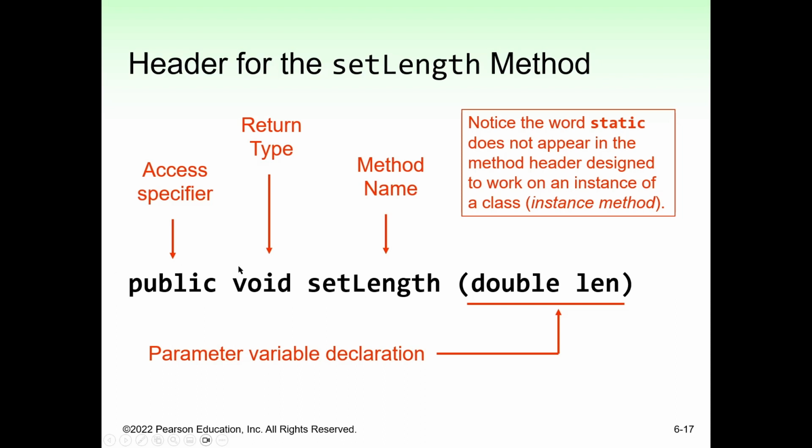So all you need to set your setLength method, to create it, you need your access specifier. In this case it's public. Then whatever the return type is, in this case it's void, because we are setting the length variable to a certain value. We're not returning anything, so it's void. Then the name of your method, and then whatever parameter your method should take. In this case, we're creating a parameter called len that stands for length, and its data type is a double.